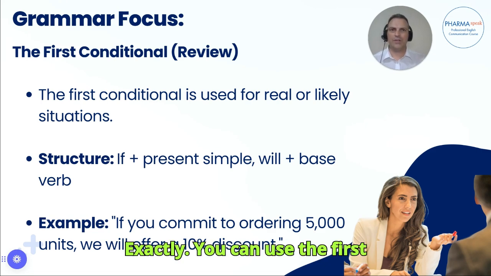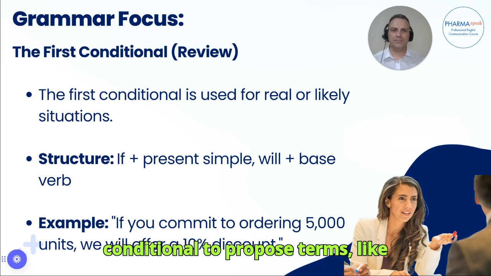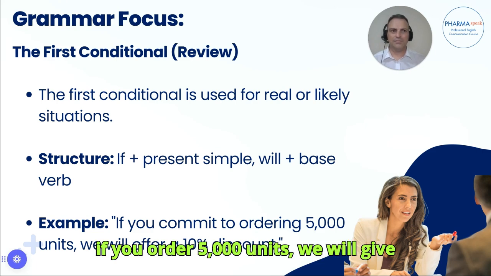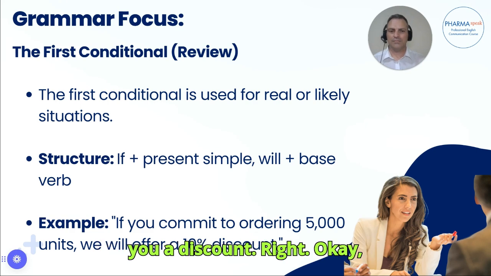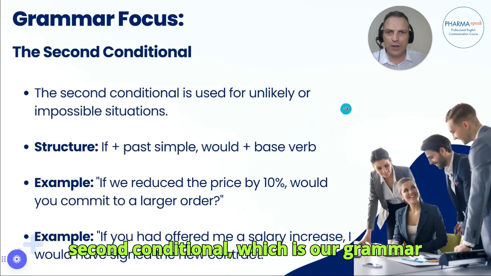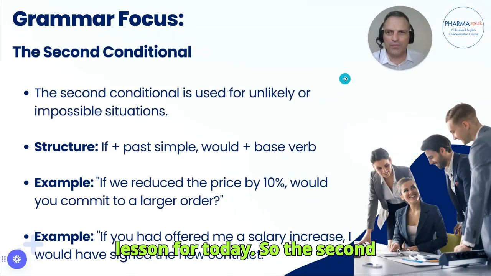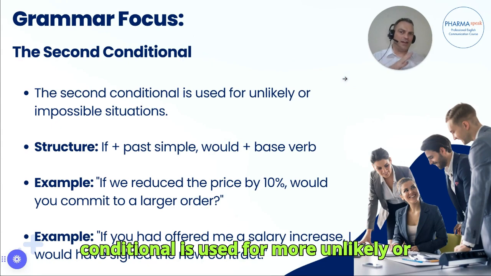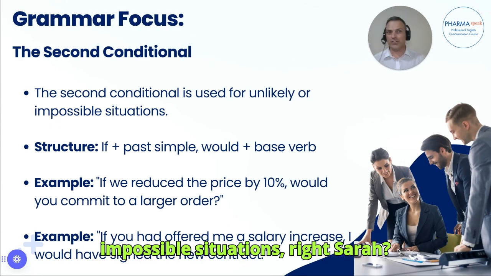Exactly. You can use the first conditional to propose terms, like, if you order 5,000 units, we will give you a discount. Right. Okay, and now I want to contrast that with the second conditional, which is our grammar lesson for today. So the second conditional is used for more unlikely or impossible situations, right, Sarah?